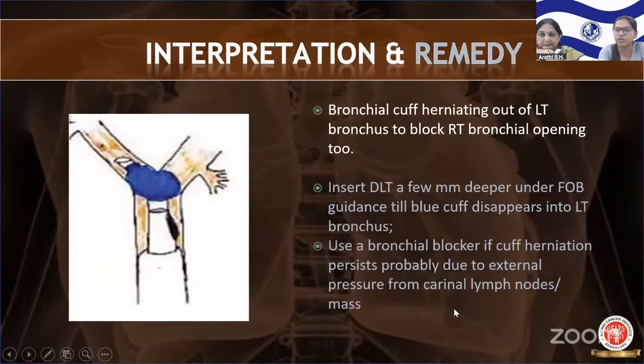In these situations, we have to insert the DLT a few millimeters deeper under fiber optic guidance till the blue cuff disappears into the left bronchus. This scenario is most commonly seen when there is a carinal lymph node or mass. In that situation, we can use a bronchial blocker if the herniation persists.